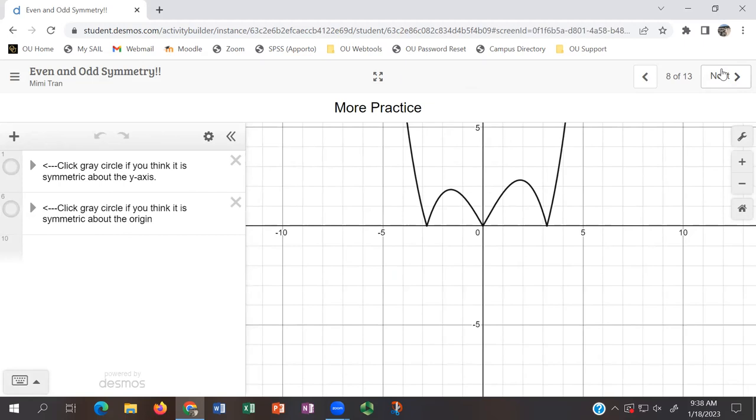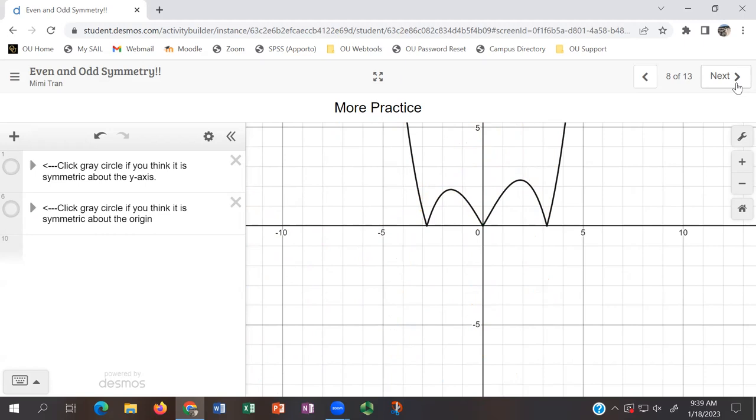What about this one? Some say even, some say odd. Any other answer? Neither, right? Let's say it's even: if I flip it, is it a match? Not quite, right? It's just a little bit off. What about odd? No, it doesn't match, right? If you rotate it 180 degrees, it's neither. So some functions are neither odd nor even.